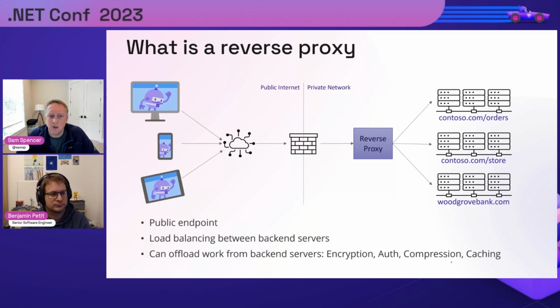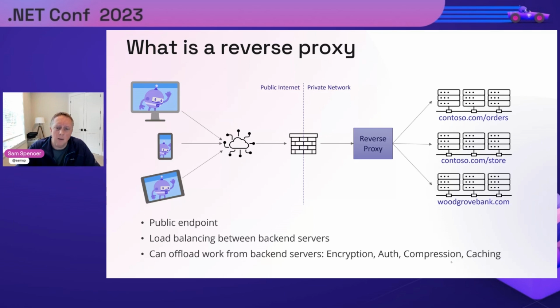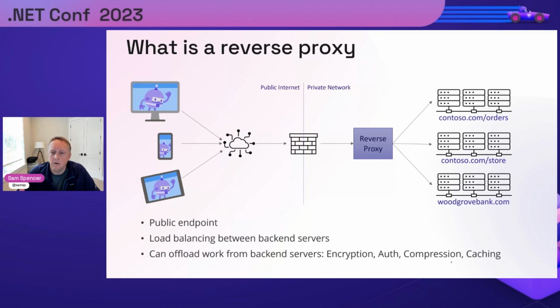It is used for managing traffic from the internet coming into a data center of some form. Typically, you'll deploy a reverse proxy behind the firewall, and the firewall will only allow HTTP traffic to the reverse proxy. It doesn't get to see any of the backend traffic.